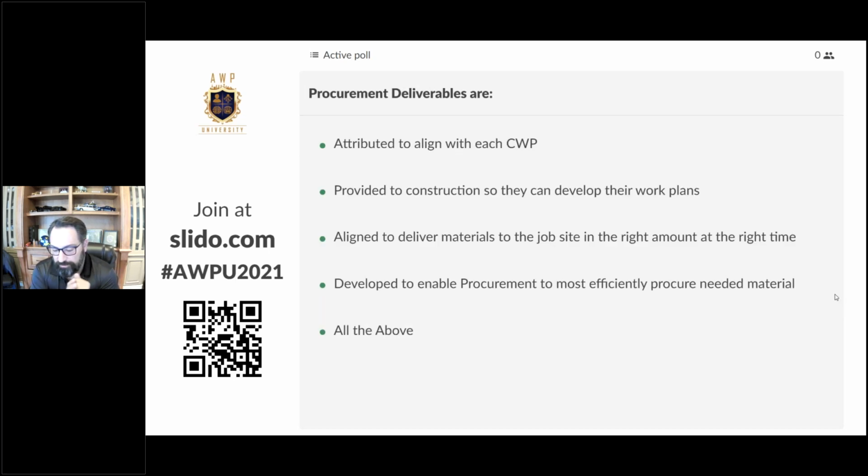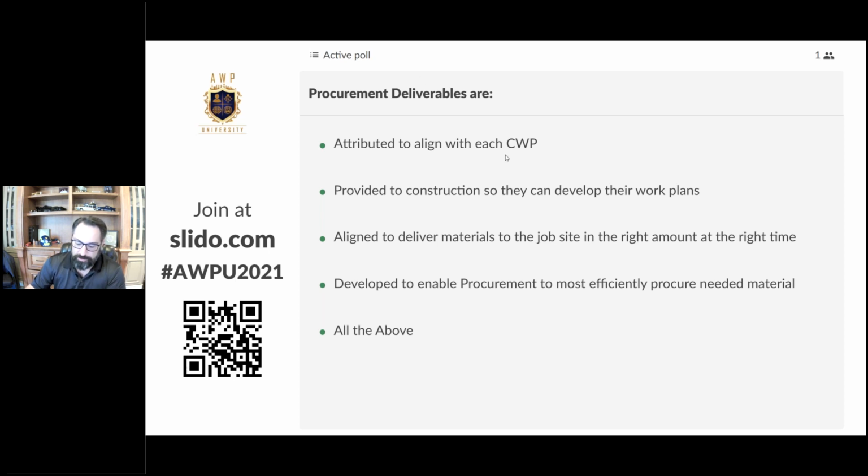So procurement deliverables are, so the procurement work package, what is it? What are those procurement deliverables? Attributed to align with each CWP. Yes, that is true. Provided to construction so that they can develop their work plans. Align to deliver materials to the job site in the right amount at the right time. Develop to enable procurement to most efficiently procure needed material. Starting to identify a theme here.